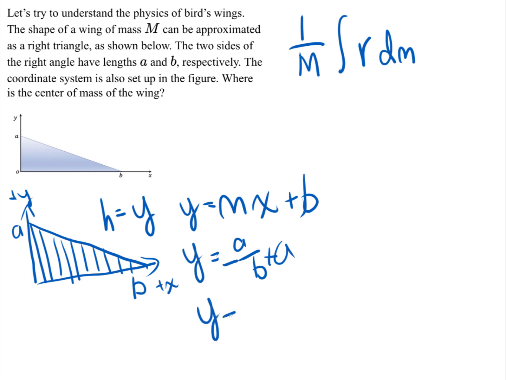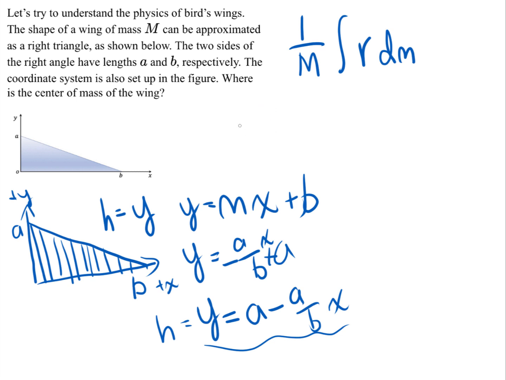So y is going to be equal to a minus a over b times x. I forgot this here, but it's times x. So this is our function that gives us the y-coordinate of each point, or each tiny, very small rectangle. And that is the height of each little rectangle.